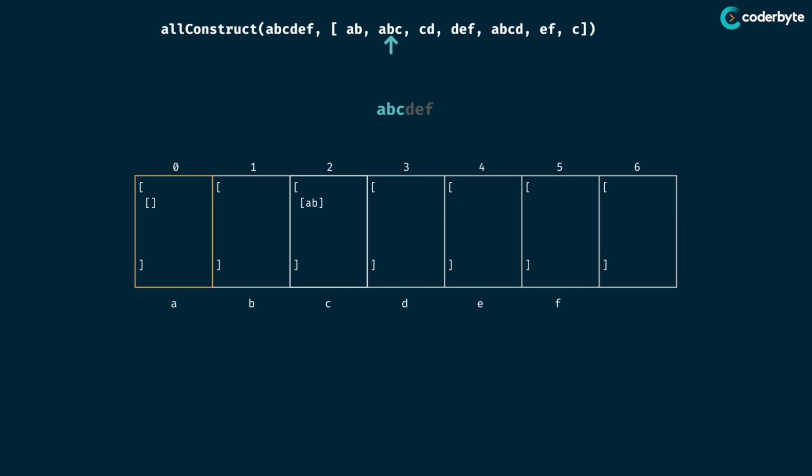I can take an ABC from this position. And something very similar happens, right? I copy over my current array, and then I go ahead and add ABC to it. This happens one more time for ABCD. Awesome. At this point, I've considered all of the words that match from this current position, so I can move forward a little bit.